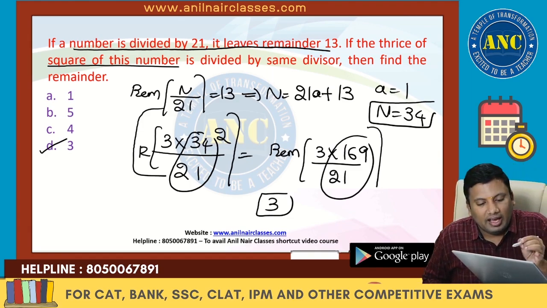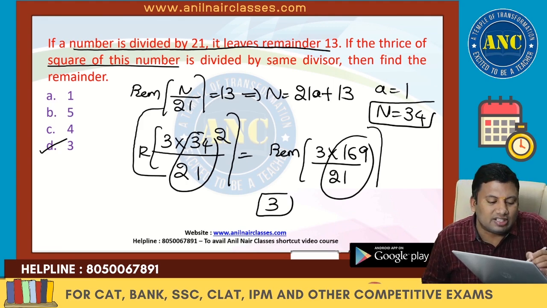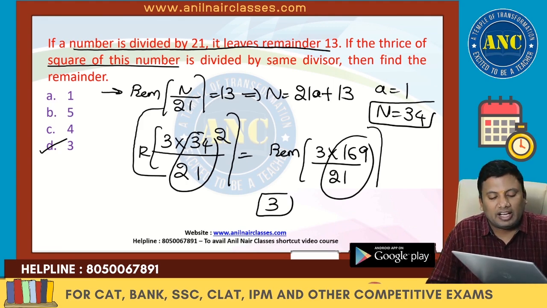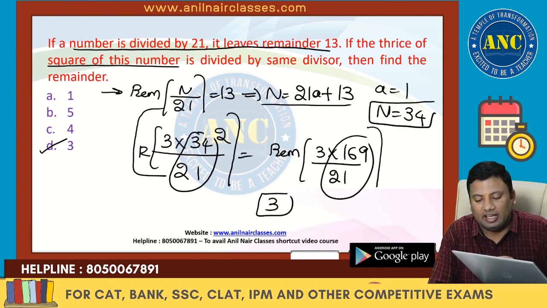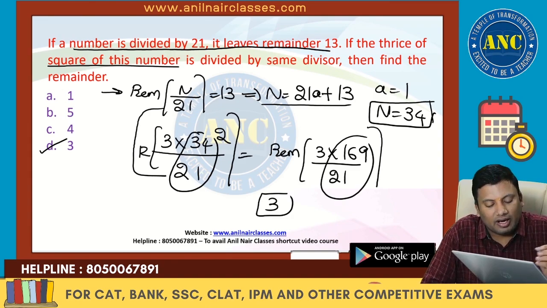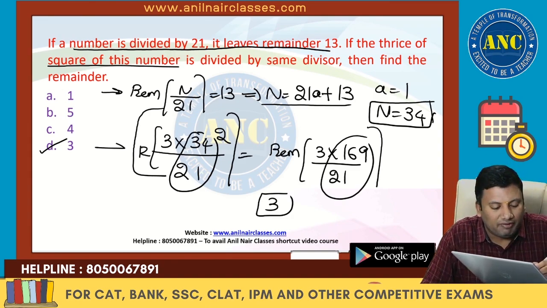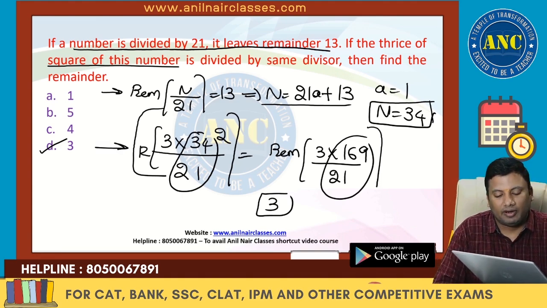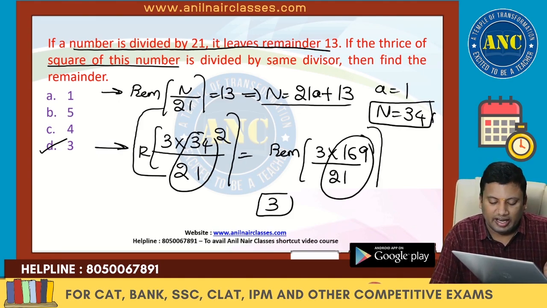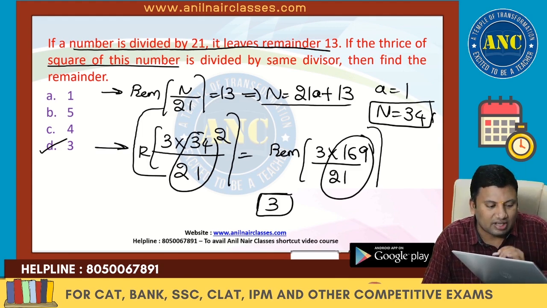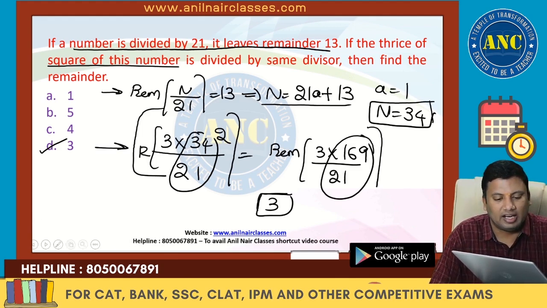Nothing I did. I just converted this English statement to a mathematical expression. Number when divided by 21, remainder 13. Number is 21a plus 13. A value 1, N is 34. Thrice the square of the number, 3 into 34 square divided by 21. 3 into 169 divided by 21. 21 8s are 168. Remainder 1. 1 3s are 3. I hope the idea is clear. Next one.